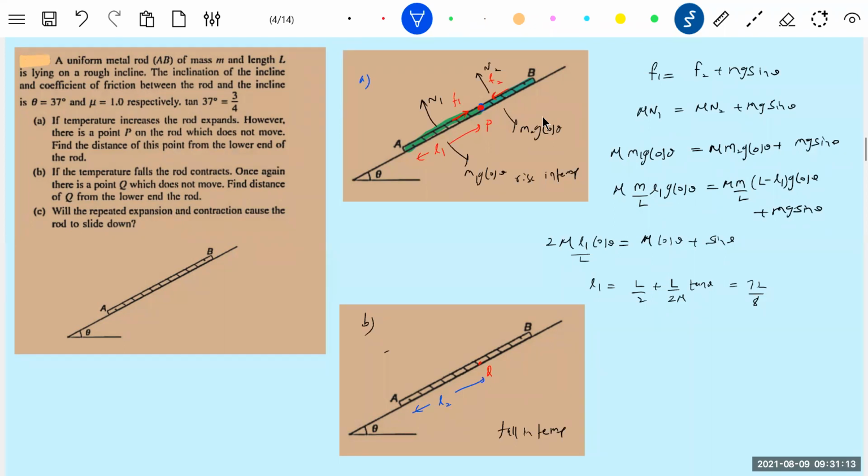Now, what will be the AQ? AQ will move up, so the friction will act down the incline. F1 dash, you call it. Here the friction will act up the incline due to contraction. So let this be L2. Okay, now again this will be N1 dash, N2 dash, M2 dash g cos theta.